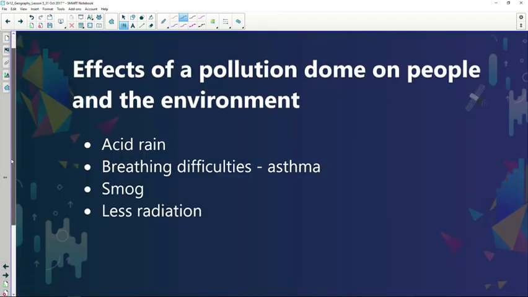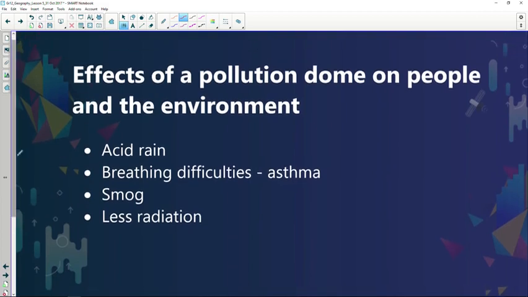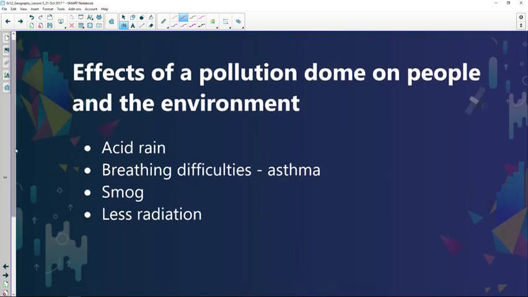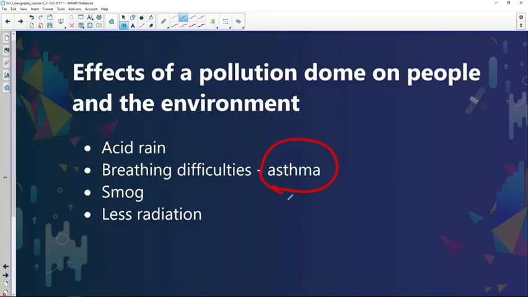Now, what are the effects of pollution domes on people and the environment? Very importantly, acid rain. How this acid rain develops is basically because of the pollution, condensation takes place, and when it rains, it actually damages the buildings and can cause deforestation. Now, obviously in city areas, because of the amount of pollution in the air, it can create breathing problems like asthma.